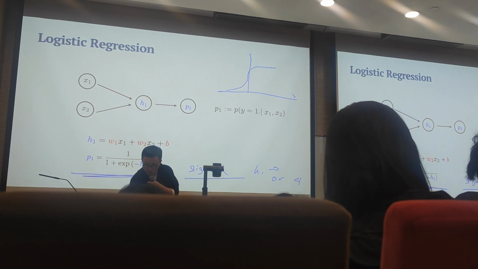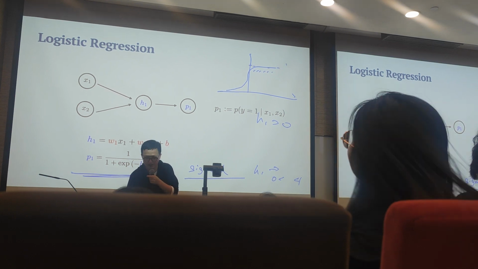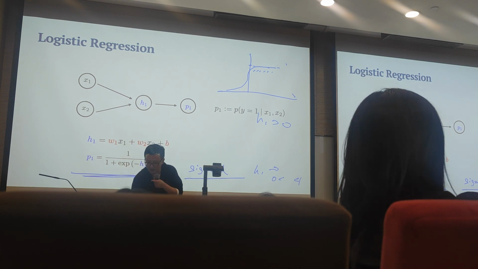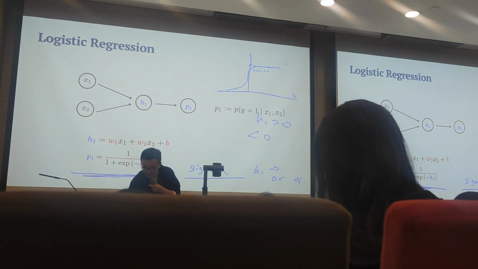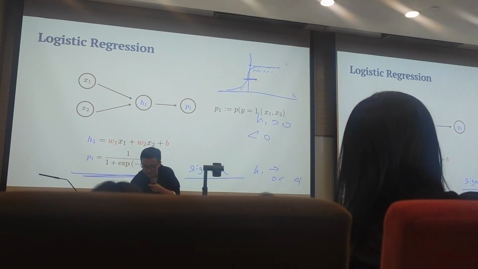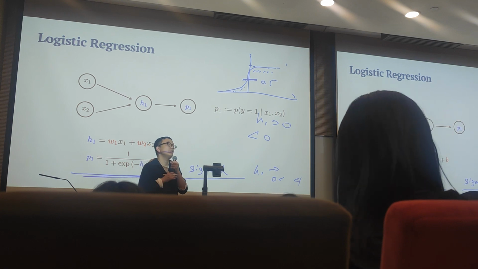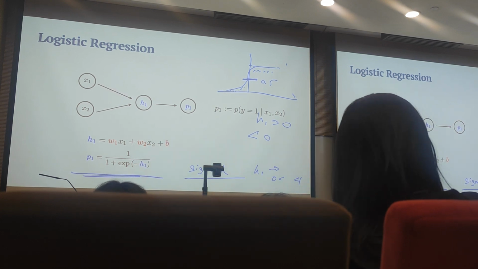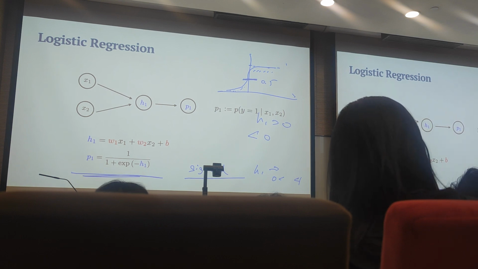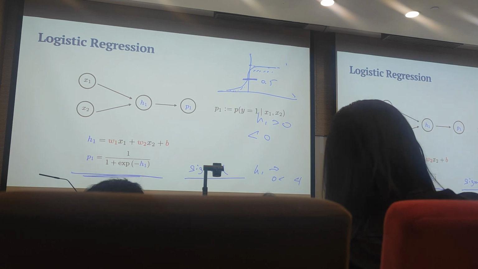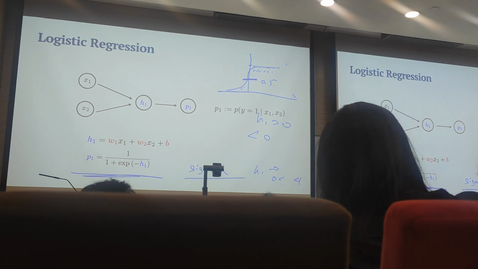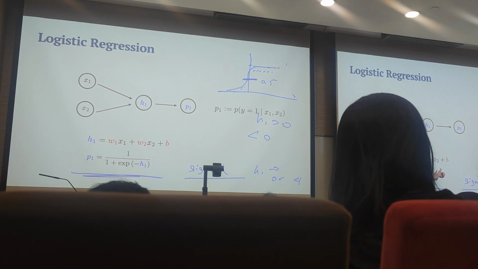So when h1 is greater than 0, the output is close to 1. But when it's smaller than 0, it's closer to 0, and this is 0.5. So this is the sigmoid function. It does a good job of transforming the thing into a probability, but this is only the binary case. If you have a multi-class case, then it's a problem, because sigmoid only transforms one score.